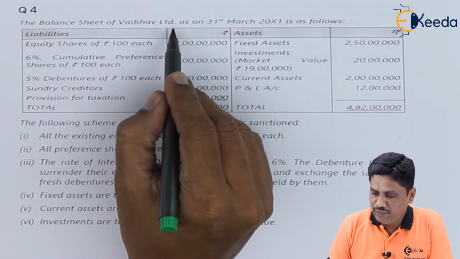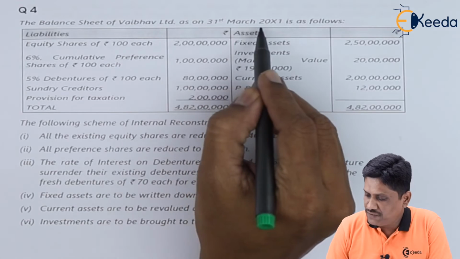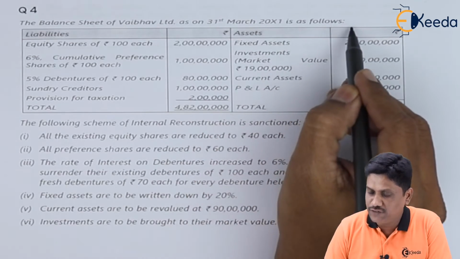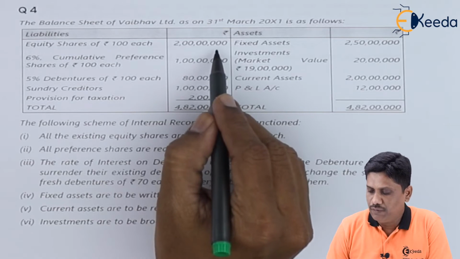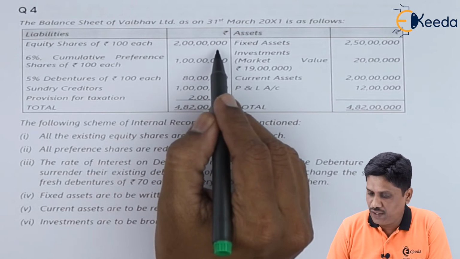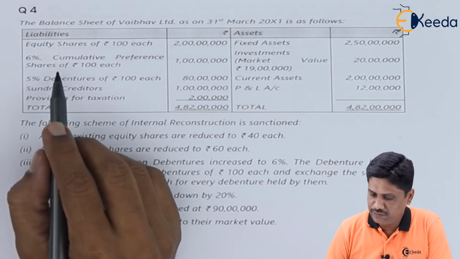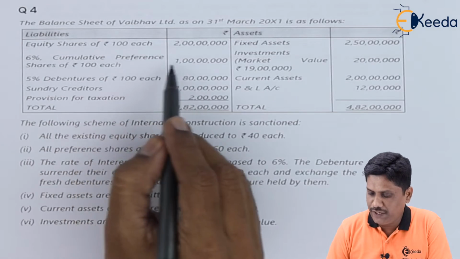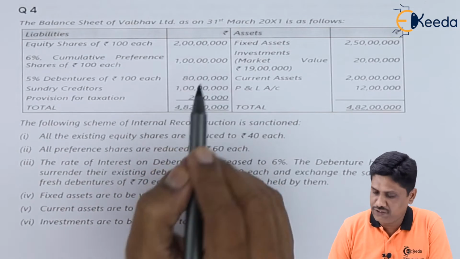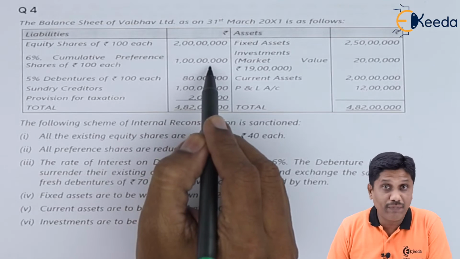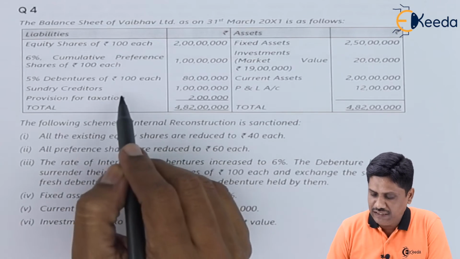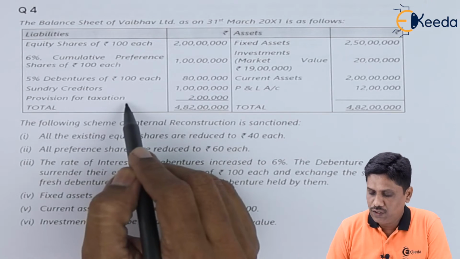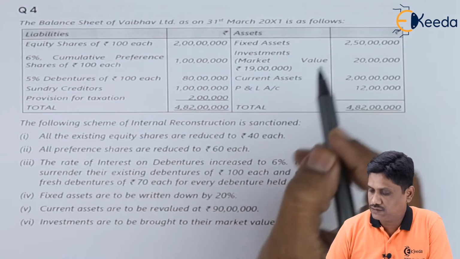The balance sheet of Vaibhav Limited as on 31st March 20X1 is as follows. Equity shares of 100 each, amount is 2 crore, that is 2 lakh equity shares of rupees 100 each. 6% cumulative preference shares of rupees 100 each, so it will be 1 lakh preference shares of 100 each. 5% debentures of 100 each, amount is 80 lakhs. Creditors 1 crore. Provision for tax is 2 lakhs.